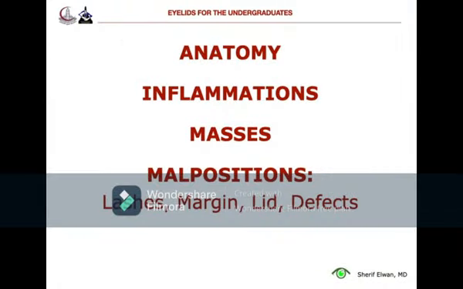During this lecture, I am going to address the following topics. First, the anatomy of the eyelids. Second, inflammations of the eyelids. Third, masses of the eyelids. And finally, malpositions of the eyelids, including congenital eyelid defects.